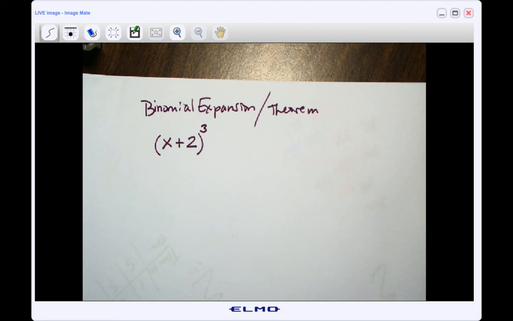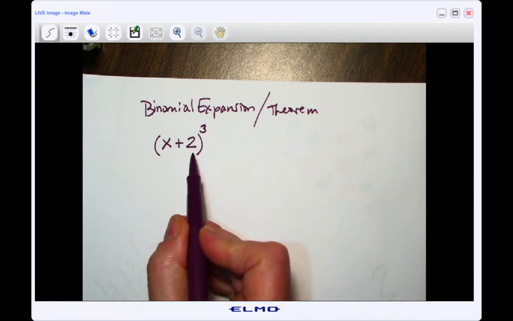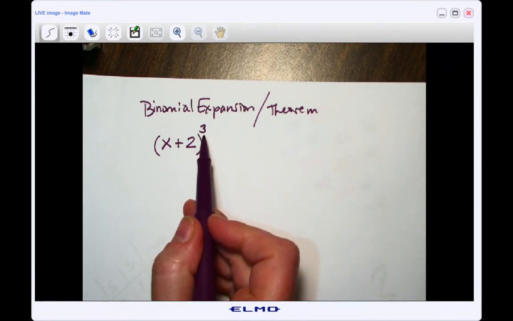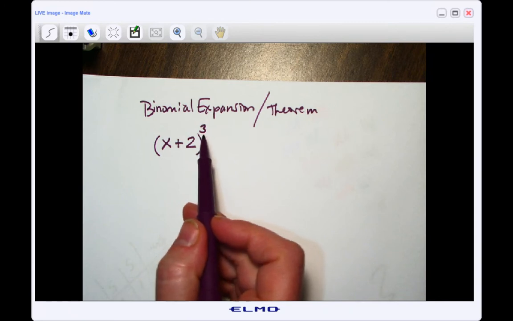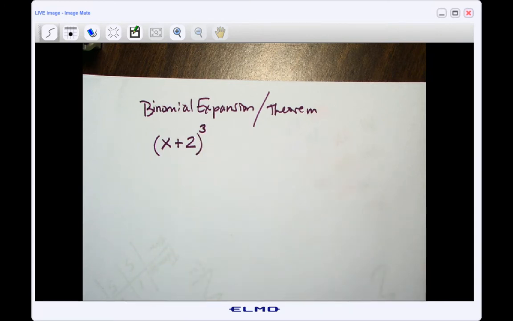Okay, so we're going to do some binomial expansion. Sometimes you'll find this under binomial theorem. What it is, is taking a binomial and raising it to some exponent. So we're raising this one to the third power. I picked a little example to start just so that you can see what we're talking about.